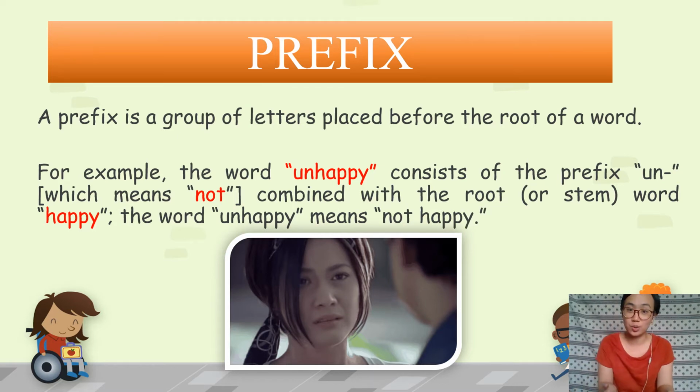Okay, so in other words, you put the prefix un, which means not, with the root word happy. When you put them together, the word changes its meaning. It becomes unhappy. Gets? Alright.